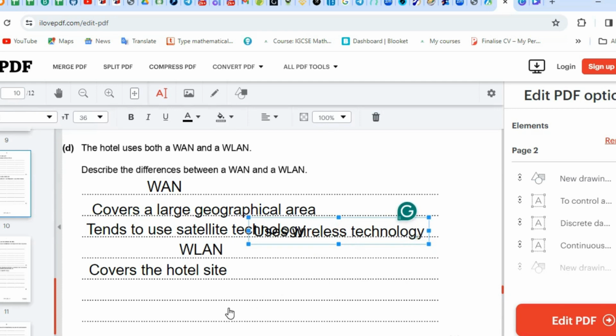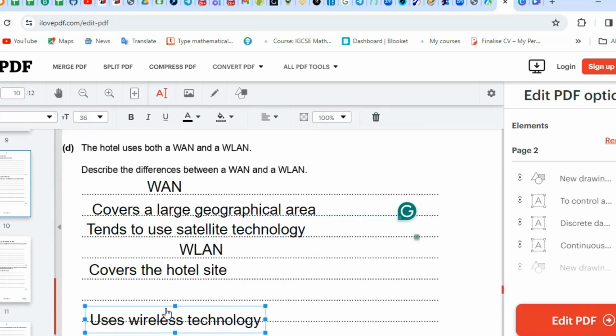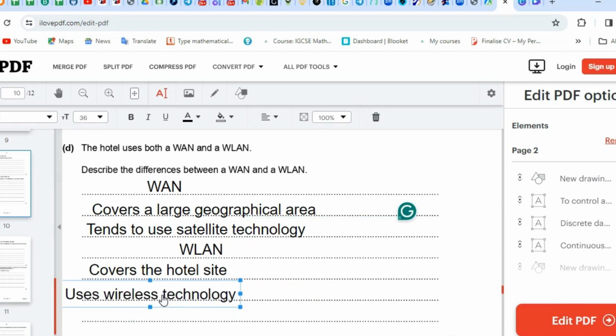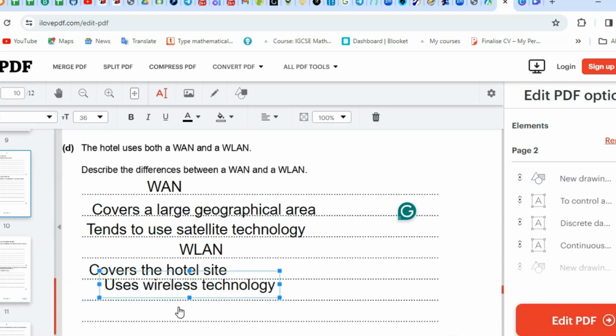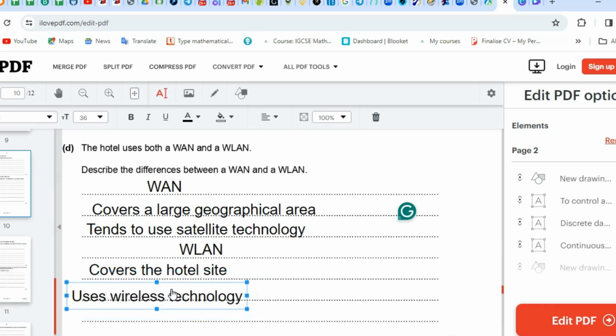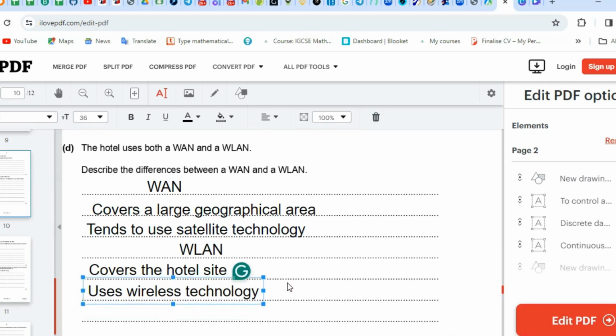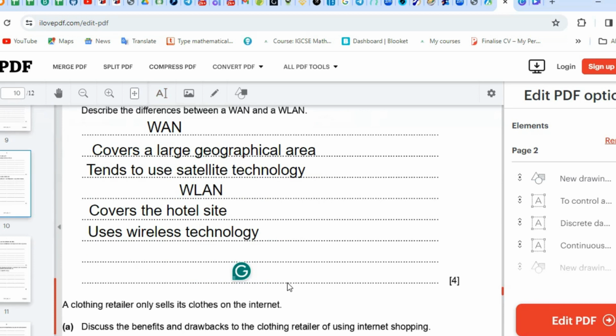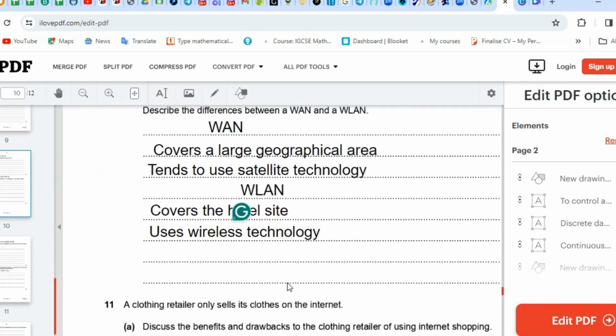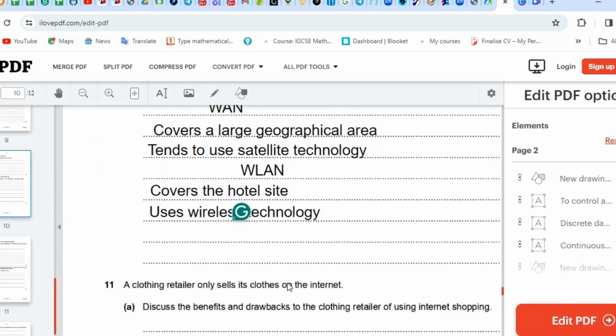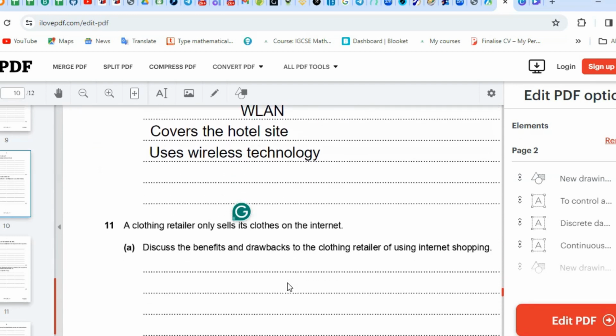All right, let's move on. I have given you the 2 here so that you don't just put one. If during your exam the question says describe the difference between WAN and WLAN, and we only discuss WAN and you did not discuss WLAN, you are not going to get your full mark. So it's better you follow this guide and state the difference between the 2.